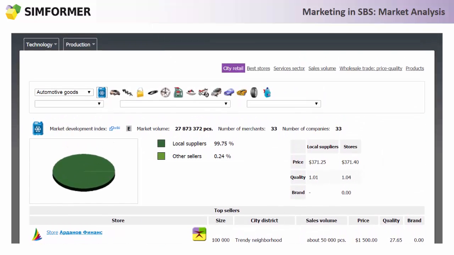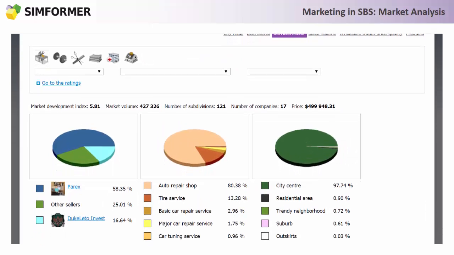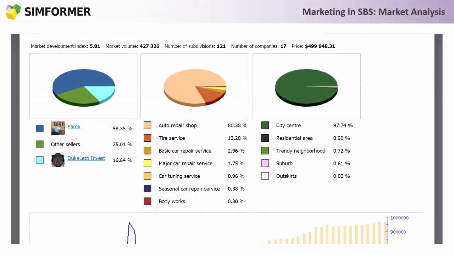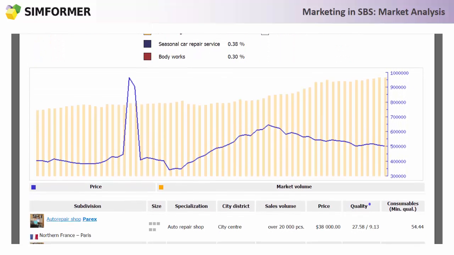As we move on to the service sector, what we can see here are the same statistics for the service sectors that are available in Simformer business simulation.